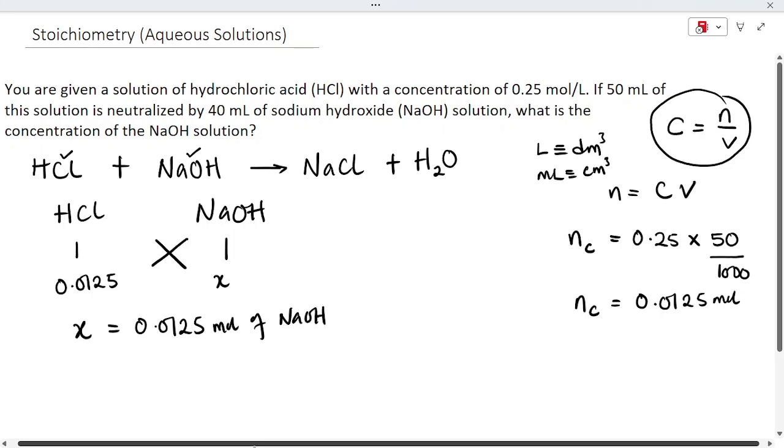However, remember, always read your question. We are to get concentration, and concentration equals the number of moles over the volume. The number of moles of NaOH is 0.0125 divided by the volume, which is 40. But remember again, 40 is in milliliters, so you have to convert it to liters. When you divide 40 by 1000, you should be having 0.04.